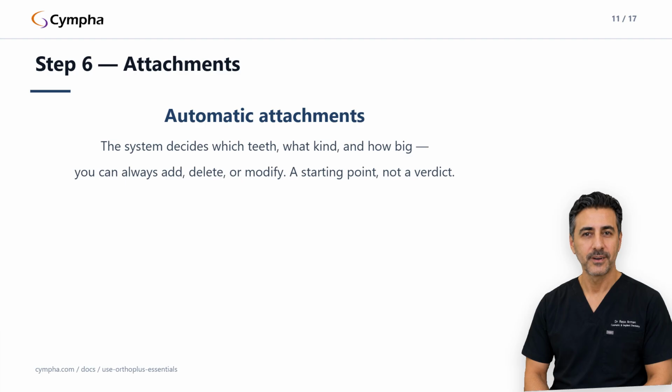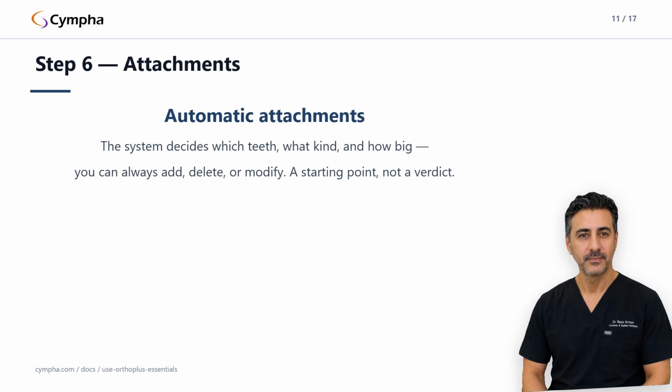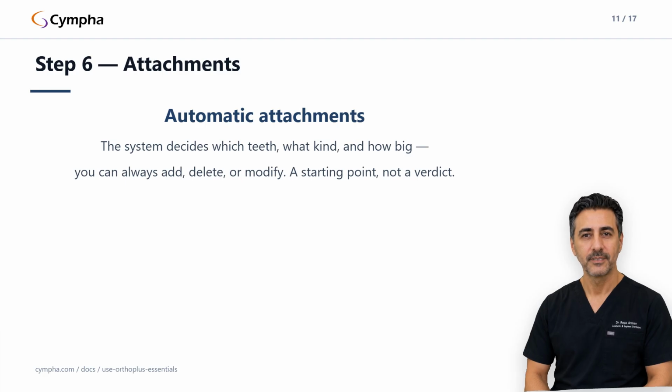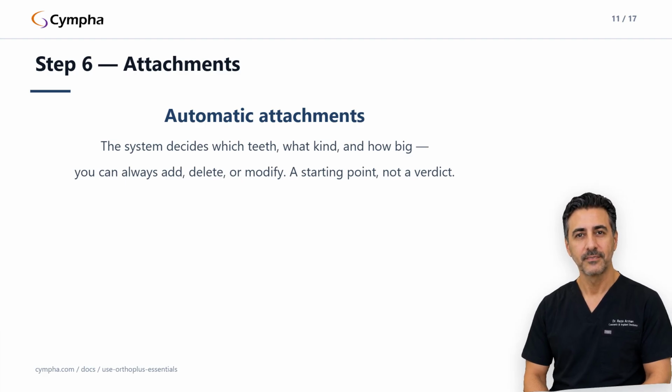Step 6 is short to describe and worth slowing down for. Click Automatic Attachments. In the tool's own words, the system will automatically determine which teeth need attachments or force ridges, also known as power ridges, what kind, and how big they should be. It has a full set of criteria for the initial decisions, but you can always add, delete, or modify the attachments or force ridges. Read that the way the product means it.